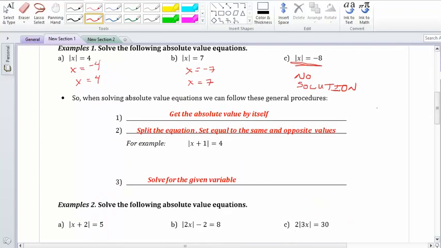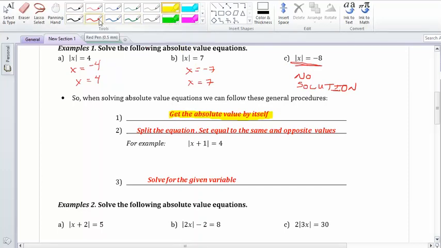So that helps us lead into the actual solving process. The goal here is exactly like we did up here with these very basic ones. These are the general procedures that you can follow. Number one, get the absolute value by itself. This is just like when you're solving a two-step equation. You want to get x by itself. The same thing happens here. We want to get the absolute value alone. Once we do that, we can take the equation and split it up into two different parts.